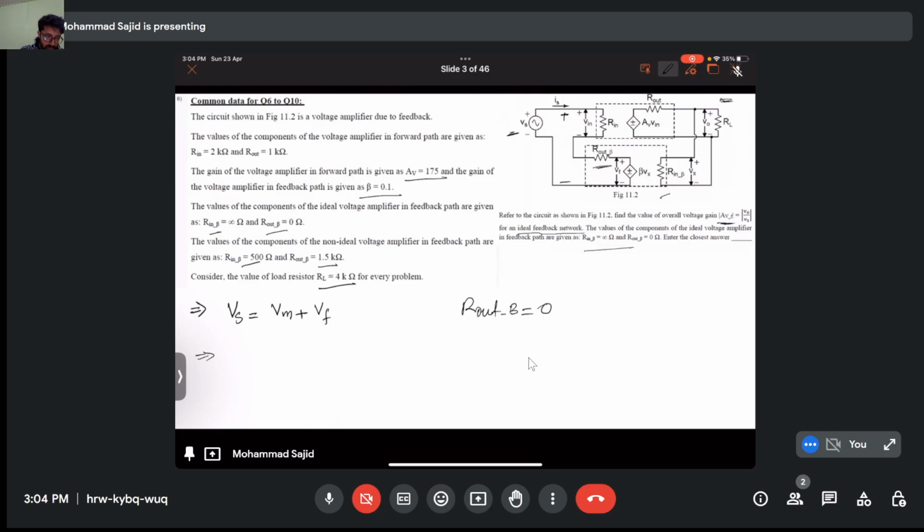From feedback network, Vf is equivalent to beta Vx, right? And if we see, Vx nodes are from this node to this node, that is V out. So Vx is your V out. So this implies Vf is equivalent to beta times V out. This implies Vs is equivalent to Vin plus beta times V out. Alright.